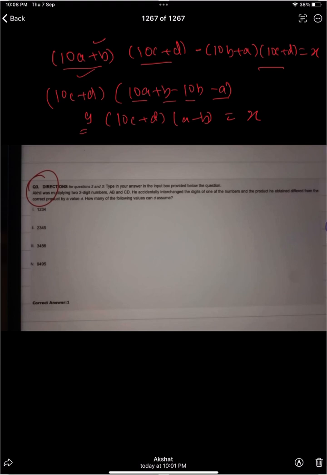So let us equate both of them. First, if we equate the first option, we'll get 3456 by 9. So this can be written as 9 times 4 is 36, sorry 34, 9 times 3 is 27 and 9 times 8 is 72, 9 times 4 is 36. So basically the product is 384.